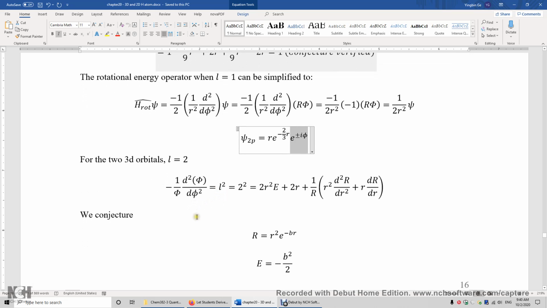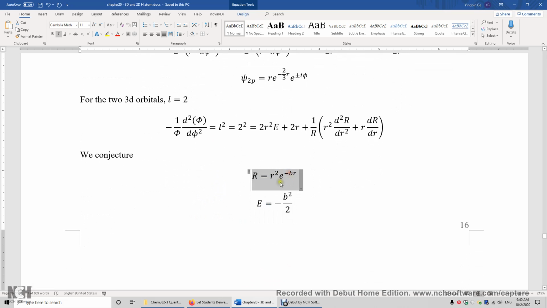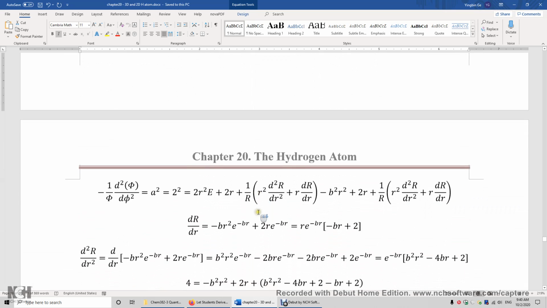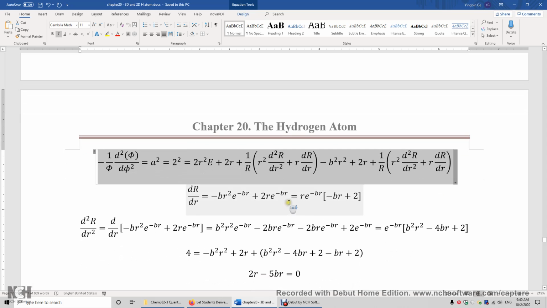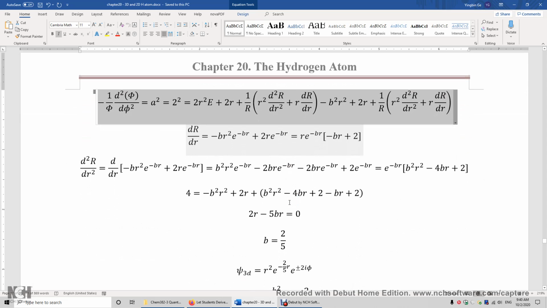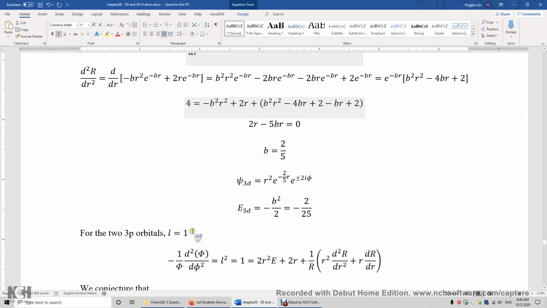So again, we make conjectures. We say, well, maybe it's this. This is for the radial wave function. We solve for the energy. And we can look at the Schrodinger equation again, and we can solve for the value of B. We can get the energy. So B is 2 over 5. The energy is negative 2 over 25.